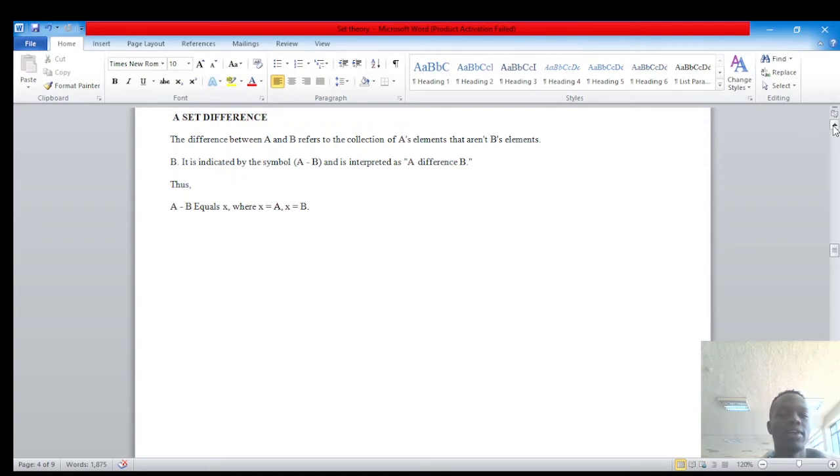Set B is indicated by the symbol A − B when the brackets close inside them, and it's interpreted as set A difference set B. Thus, set A difference set B is equal to {x : x ∈ A, x ∉ B}.